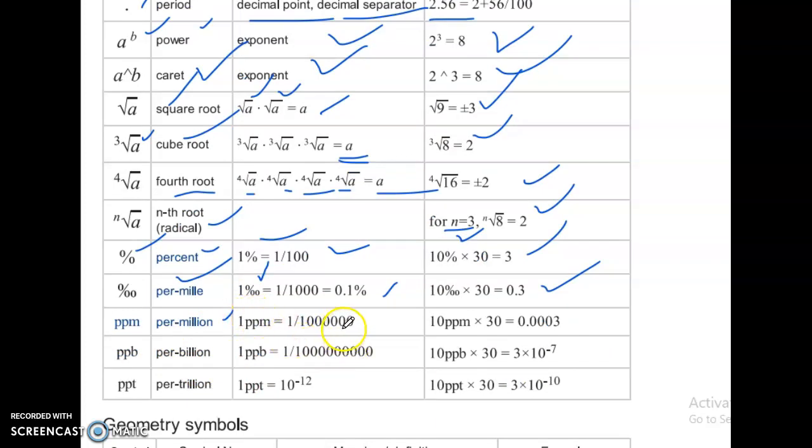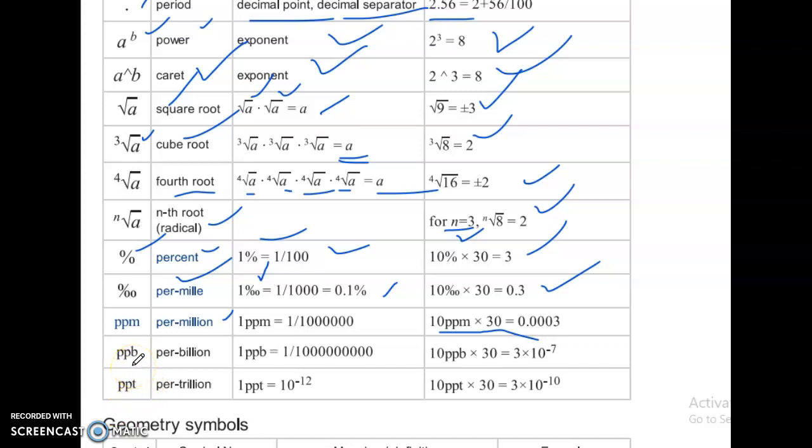ppm, per million: 1 ppm equal to 1 divided by 1,000,000, that is 10 power minus 6. So 10 ppm of 30 equal to 0.0003.